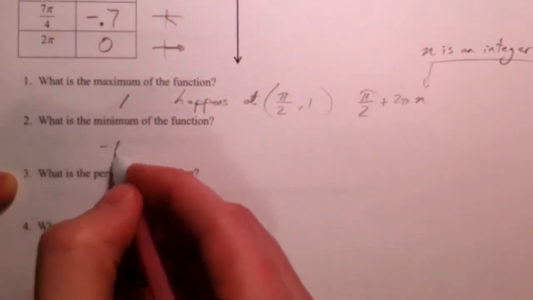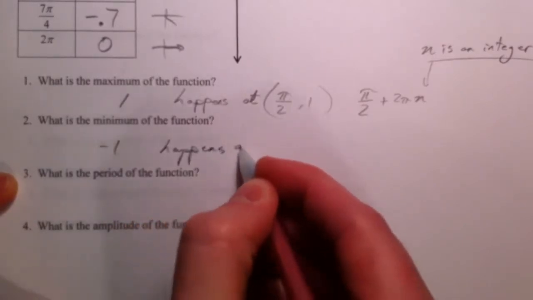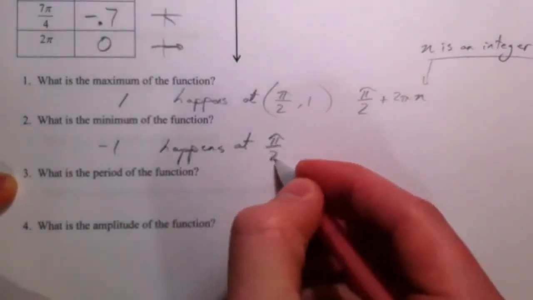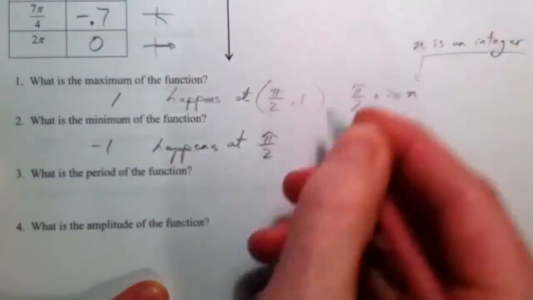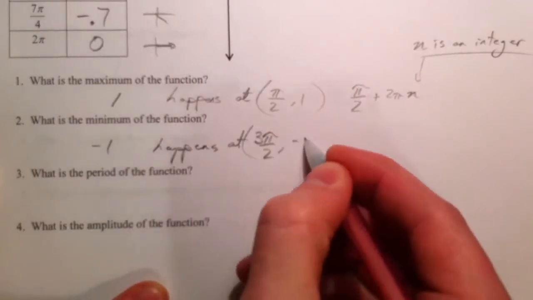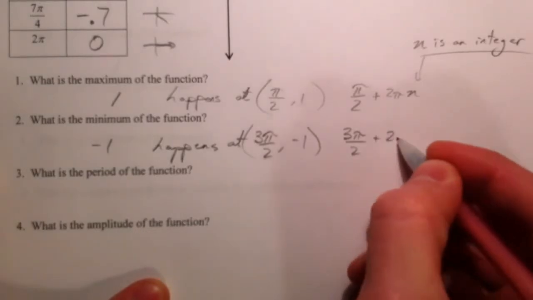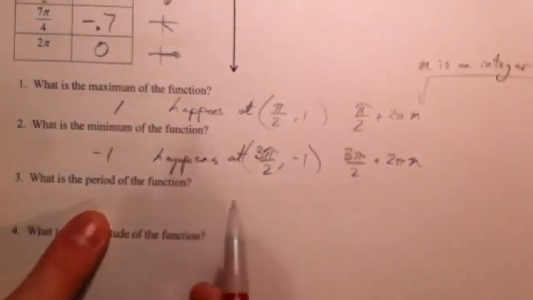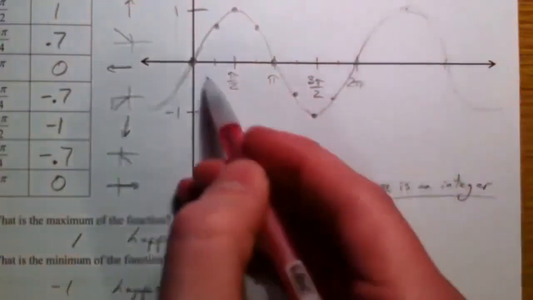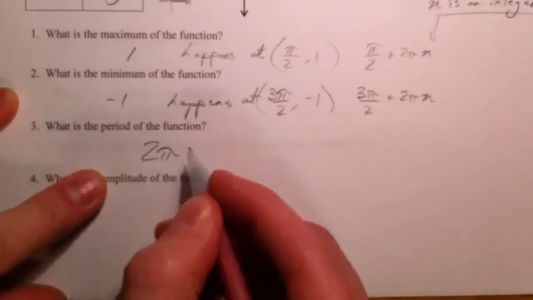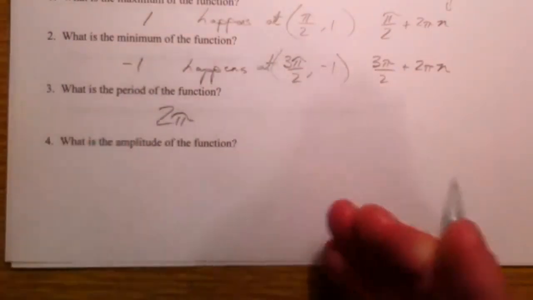The minimum of the function is negative 1. Happens at pi over 2. Sorry, 3 pi over 2, comma negative 1. And then 3 pi over 2 plus 2 pi n. The period: it took 2 pi for the function to continue to repeat itself. This period will be the period of every sine function unless we change it.